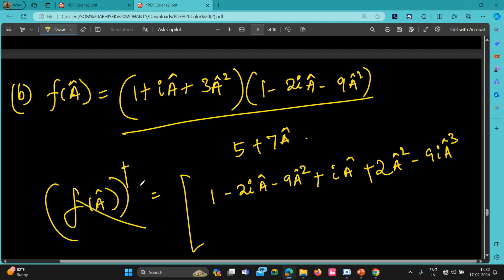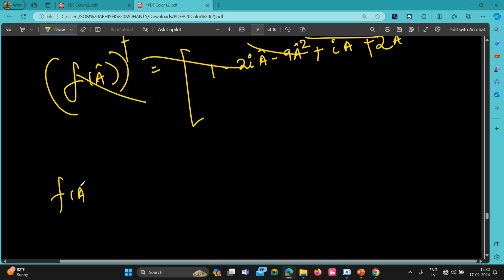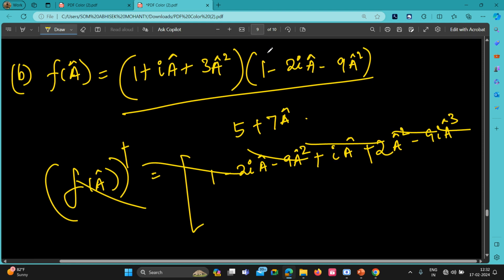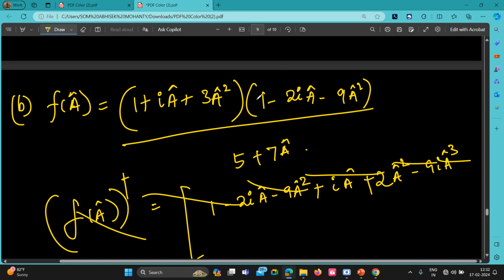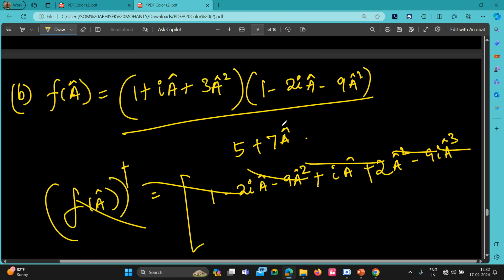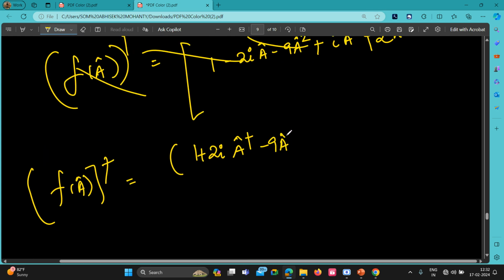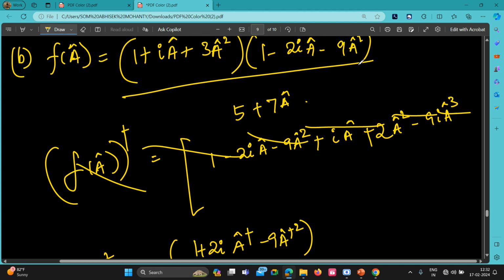Otherwise, you can do one thing actually here. Taking the dagger, if you take the dagger of it, it will actually become what? This one complex conjugate, it will be coming here. This one complex conjugate, it will go there. So 1 plus 2i a cap dagger, minus 9 a cap dagger square. Just the a cap became a dagger and interchange of positions.